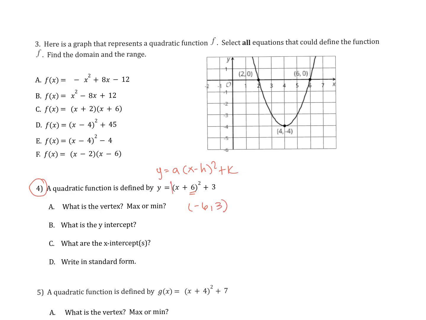And because my a is a positive 1, when I go to negative 6 and up 3, I know my graph looks like this. So in this case, I know that it's going to be a minimum.